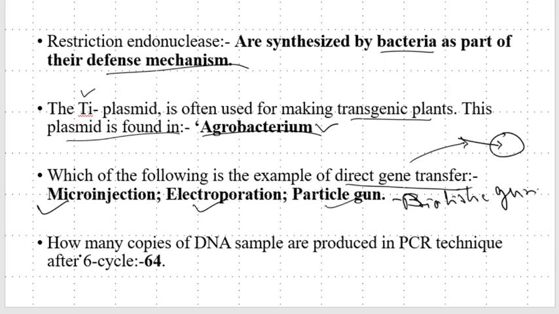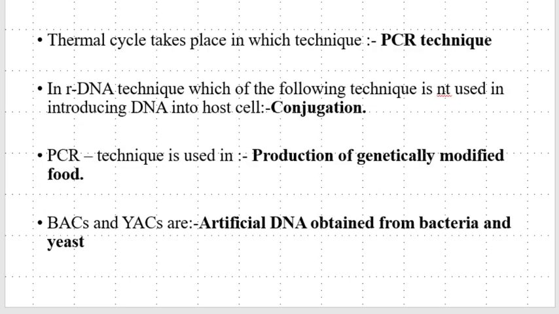Now, how many copies of DNA sample are produced by the PCR technique in a cell cycle? Here it is given as 64. Now, thermal cycling takes place in which technique? It takes place in PCR. This is the quick revision. Which of the following techniques is not used in rDNA technology conjugation? PCR technique is used in the production of genetically modified food. PAC and YAC are what? Artificial DNA obtained from bacteria.